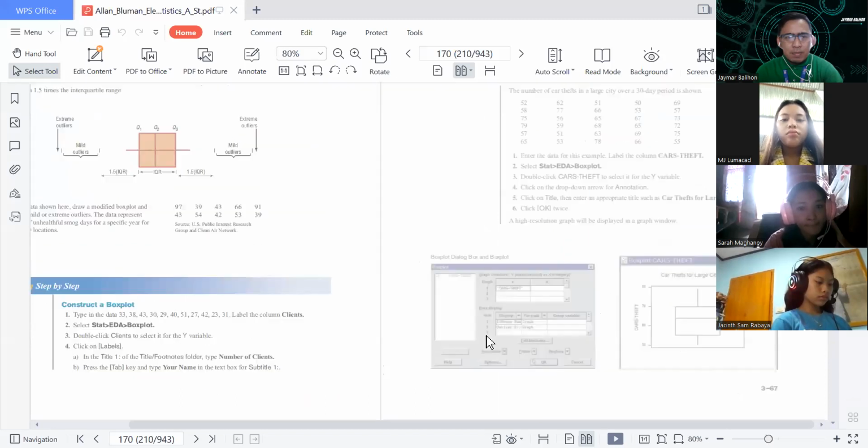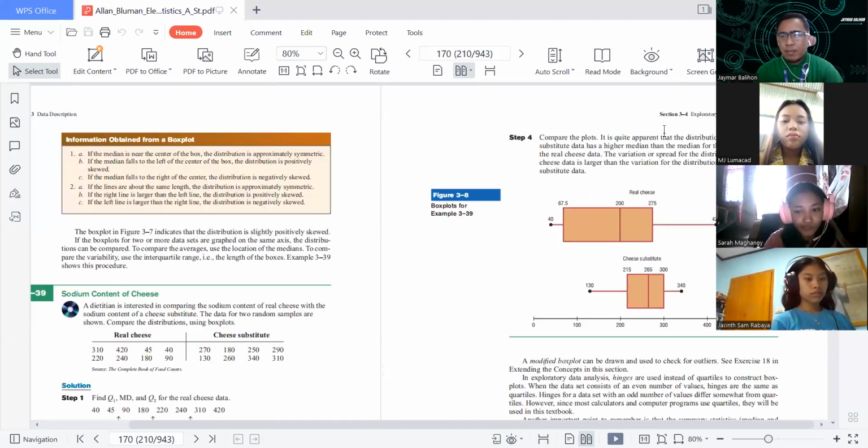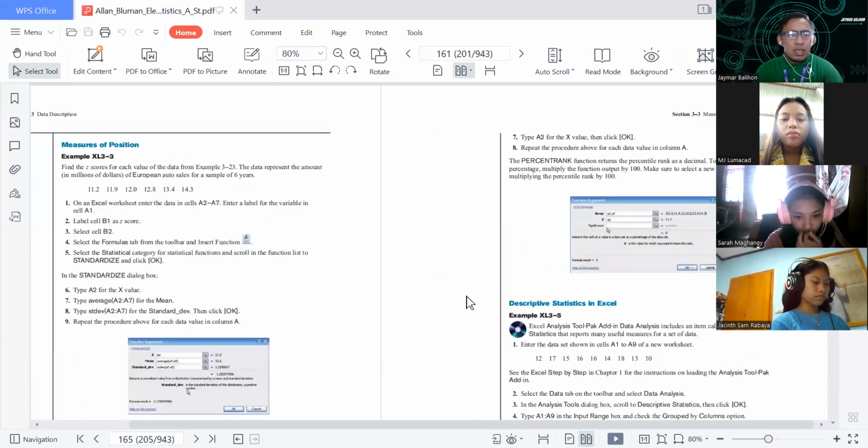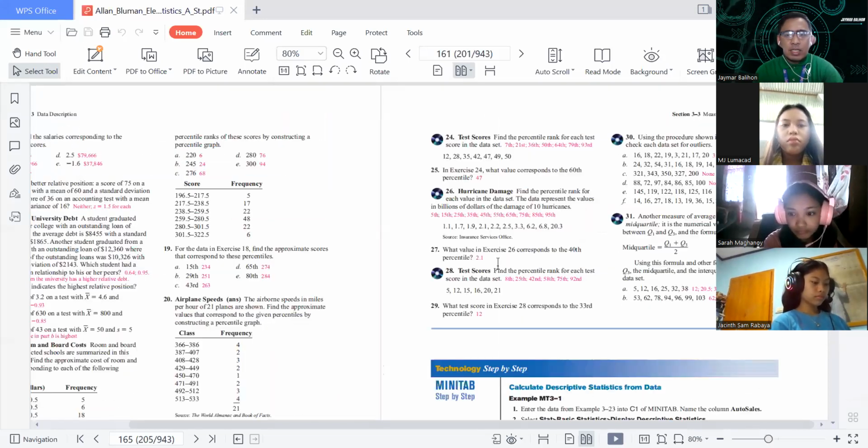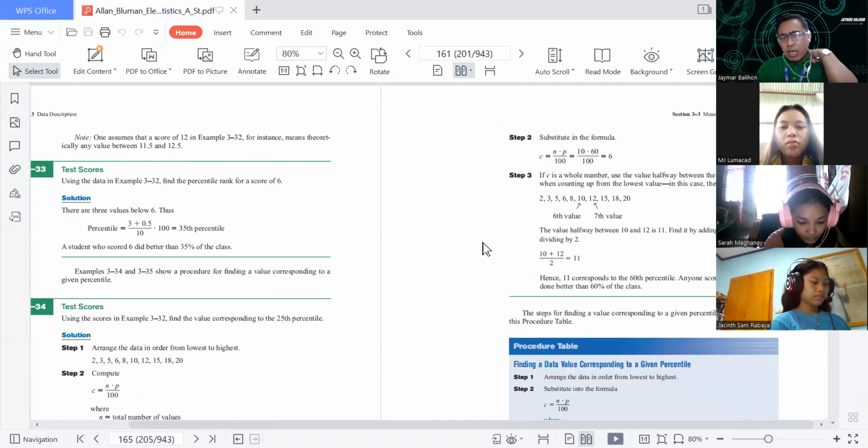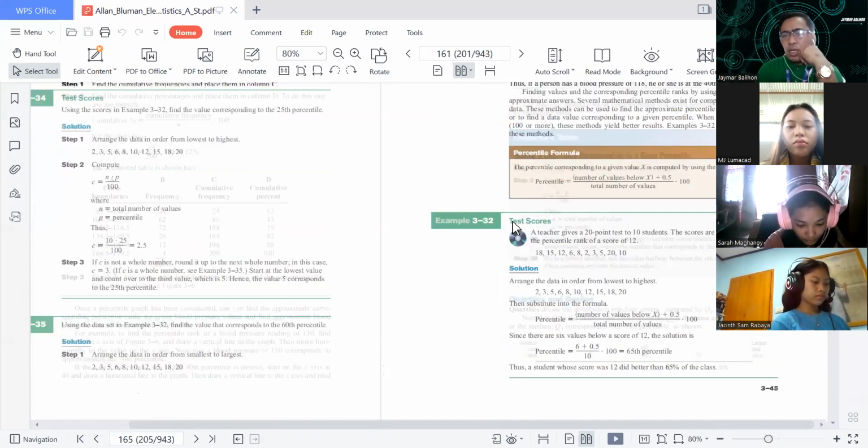Before that, let me share my screen and kindly tell me if you can see it. Can you see my screen, class? Yes, sir. Okay. The topic that we will be discussing today is all about the areas under the normal curve.